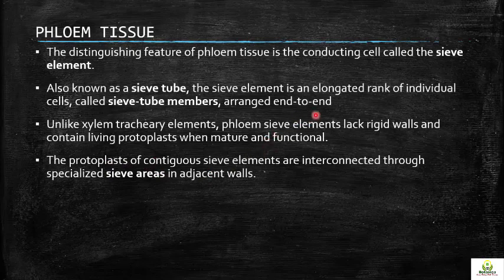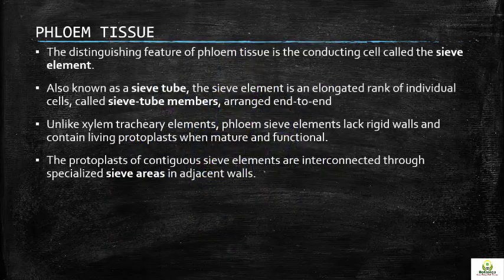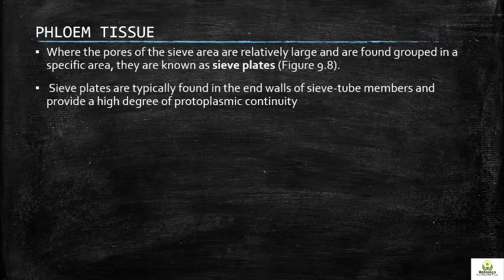Contiguous means those cells which are joined end to end. So in this diagram you can say these are the two contiguous cells. The cytoplasm of this particular sieve tube element is joined end to end by the sieve plate, so these cytoplasms are interconnected. The protoplasts of contiguous sieve tube elements are interconnected, and these are the sieve areas. Where the pores of the sieve area are relatively large and are found grouped in a specific area, they are known as sieve plates.